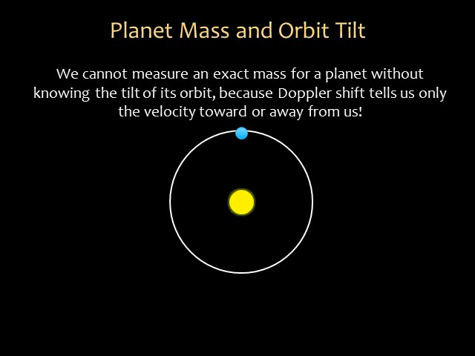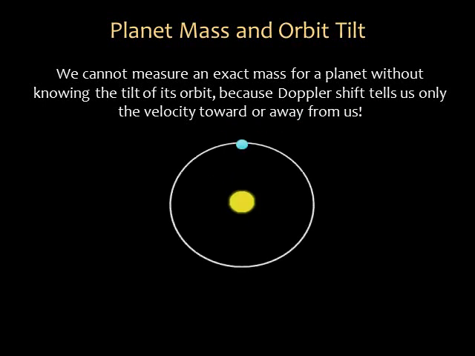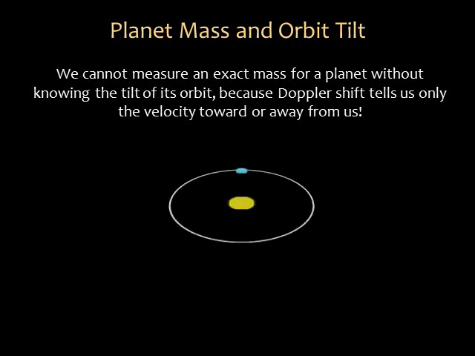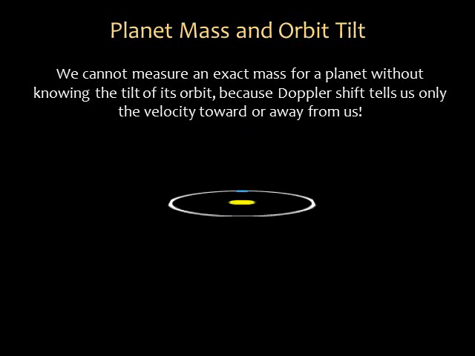We can only detect the Doppler shift if some part of the star's velocity is toward or away from us. The more the orbit is tilted towards edge-on, the greater the shift we observe.